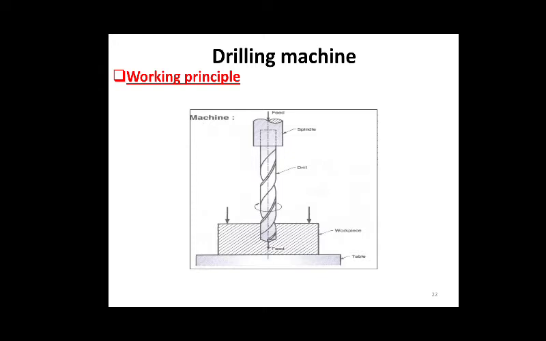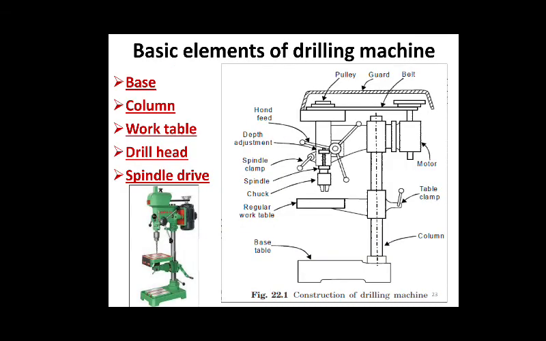It is important to note that during the process, a high amount of heat is generated, hence continuous supply of coolant is required. In a drilling machine, holes are produced quickly and at low cost. So let us see the basic elements of drilling machine. So you can see the basic elements.